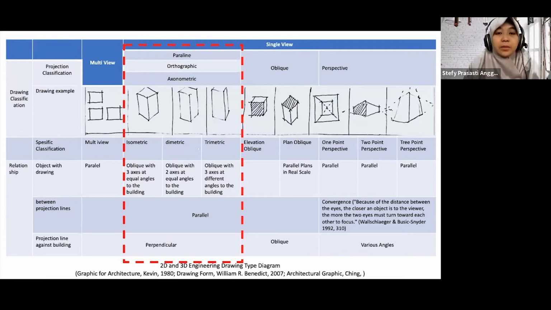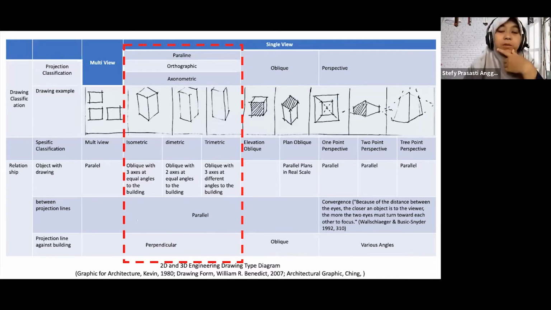In axonometry, maybe we can see that there are 2 equal angles for the dimetric, isometric 3 axes at equal angles, and then trimetric we have 3 axes at different angles to the drawing, yeah. And we can see the difference between them. Maybe sometimes students are confused about axonometric and perspective. And I can see that there are a lot of differences between axonometric and perspective.